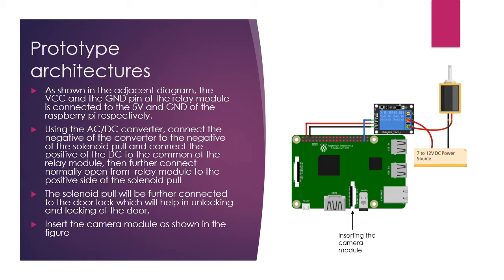I have connected the negative of the converter to the negative of the solenoid pull, and the positive of the DC of the power supply to the common of the relay module. And further I have connected normally open from the relay module to the positive side of the solenoid pull.